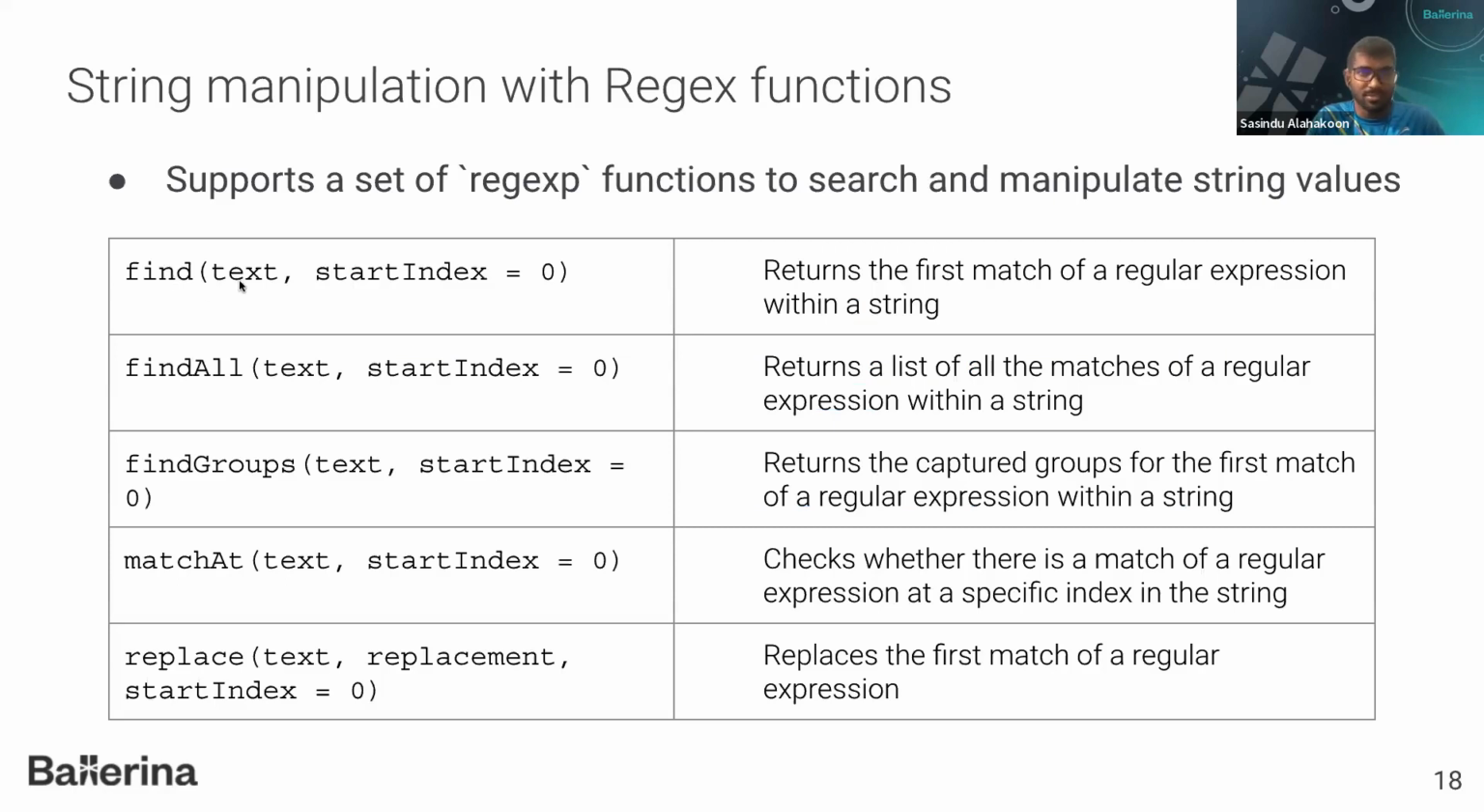The find method returns the first match of a regular expression within a string. The findAll method searches for a regular expression pattern within the given string and returns a list of all occurrences of the pattern. The findGroups method searches for a regular expression pattern within the given string and returns the capturing groups of the first occurrence. The matchAt method checks whether a regular expression pattern matches the given string at a specific index, and the replace method searches for the first occurrence of a regular expression pattern within a given string and replaces it with a specified replacement string.